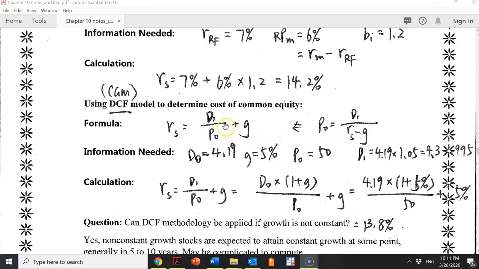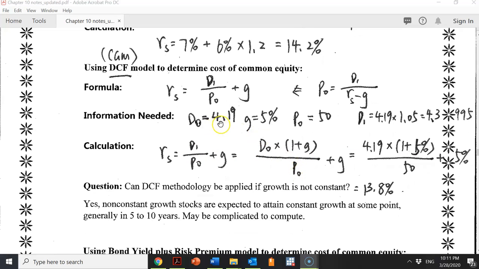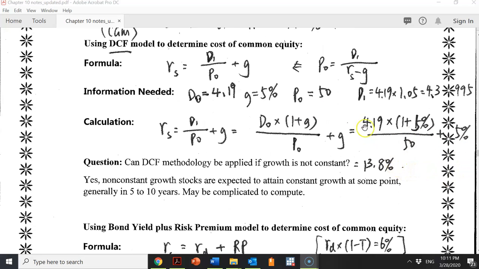Here we need to know D1, but from the question we only know D0, g, and P0. So we change D1 to D0 multiplied by 1 plus g. So it becomes 4.119 multiplied by 1 plus 5%, divided by P0, 50, plus g, 5%. D1 becomes 4.3995, and we divide by 50 and add 5%. We have 13.8% as our cost of common equity.